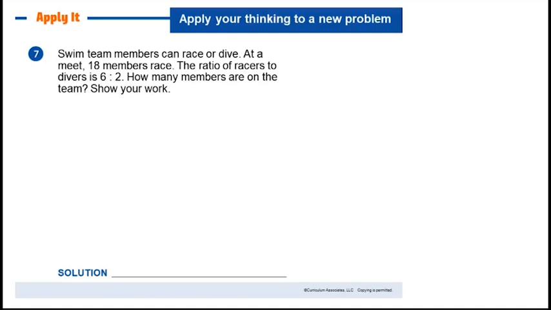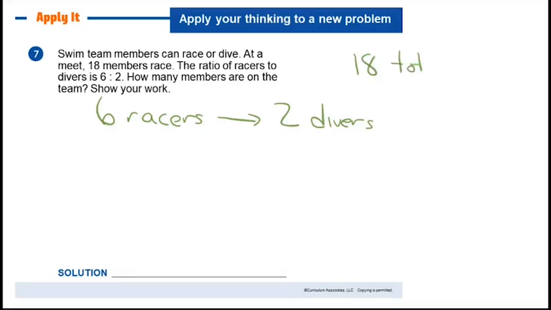I'm going to walk through this one. Swim team members can race or dive at a meet. It says 18 members race. The ratio of racers to divers is 6 to 2. So there are six racers to two divers. Okay, that's the ratio. It says there are 18 people total. So there are 18 total people, members.